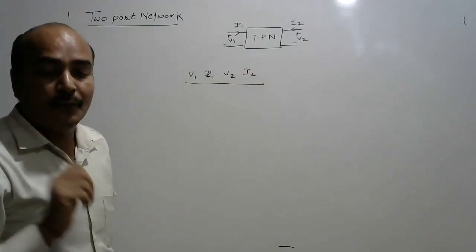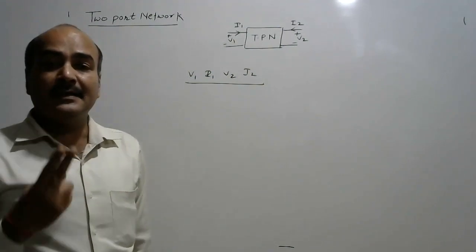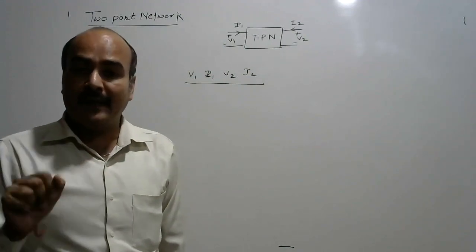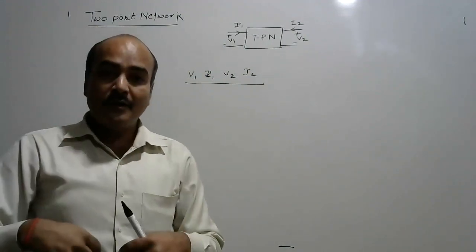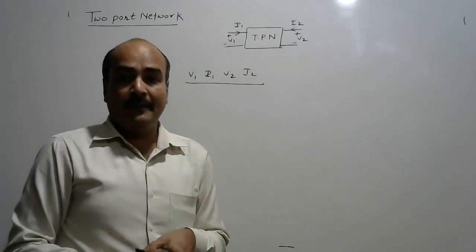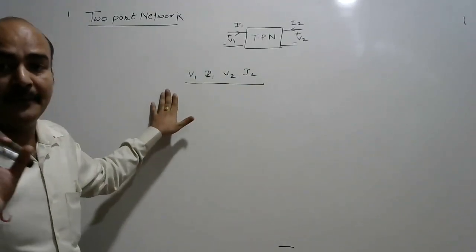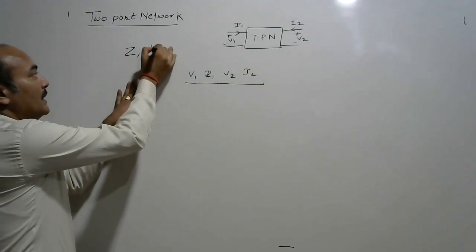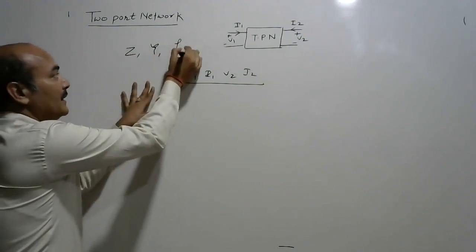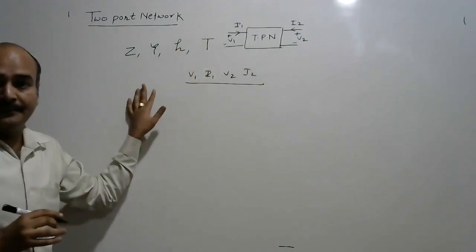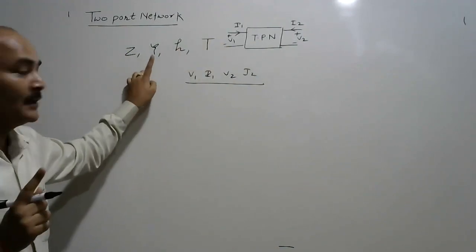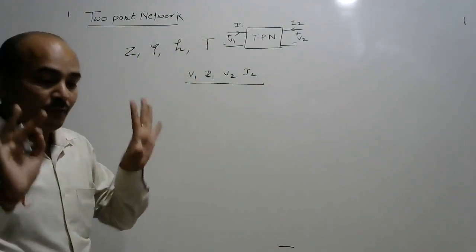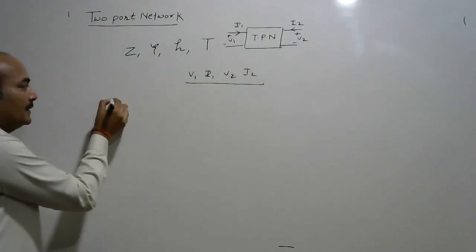There are a total of four parameters, in which we consider two parameters as independent variables while the other two are dependent variables. Based on the independent and dependent variables, the two-port network parameters are divided into Z parameters, Y parameters, H parameters and T parameters. So first is Z, Y, H and T parameters. First we are starting with the Z parameters.